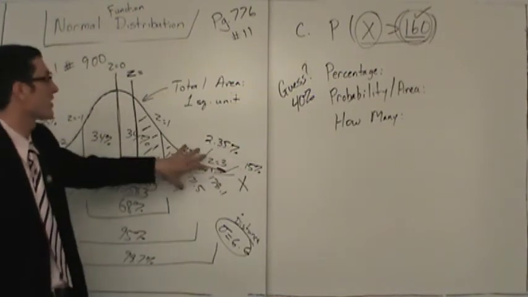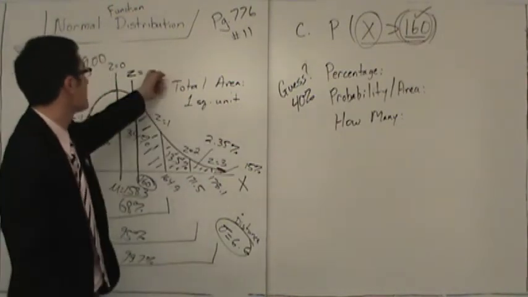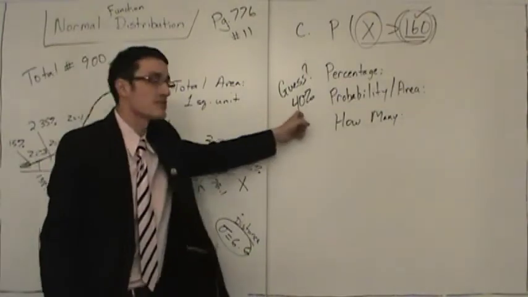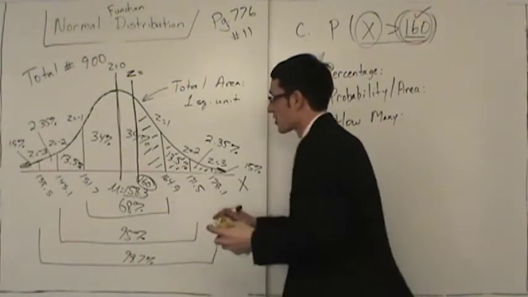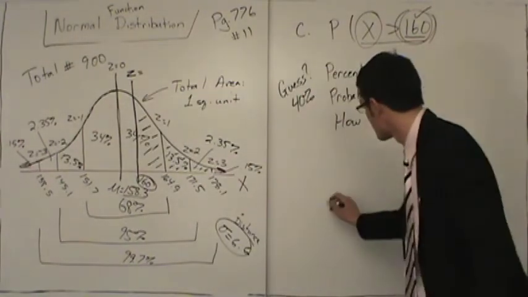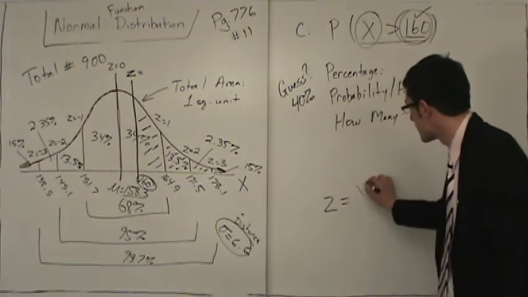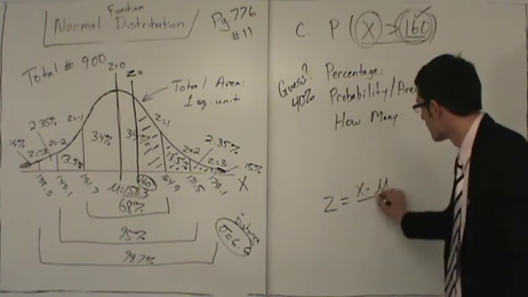Okay, so we've shaded our area. Now we have to find our z-score. I always say guess it as well. Shade it and guess it. Okay, z-score. So to find the z-score, we have to convert 160 to a z-score. We're going to use the formula. The formula is z equals what? X minus mu over sigma.